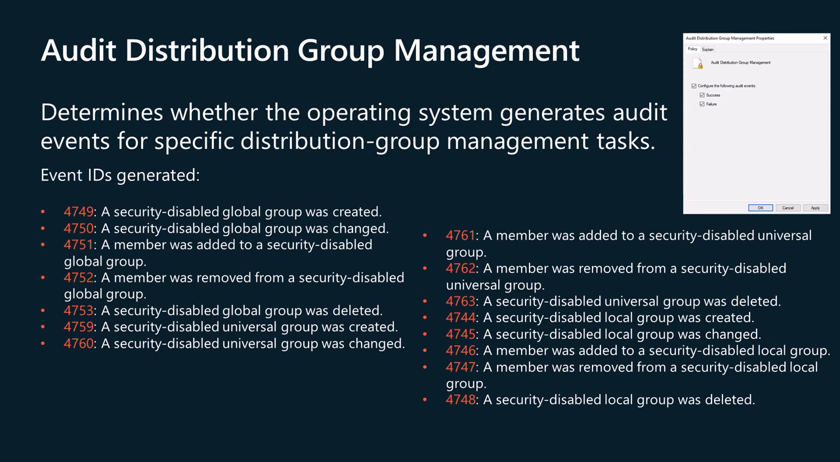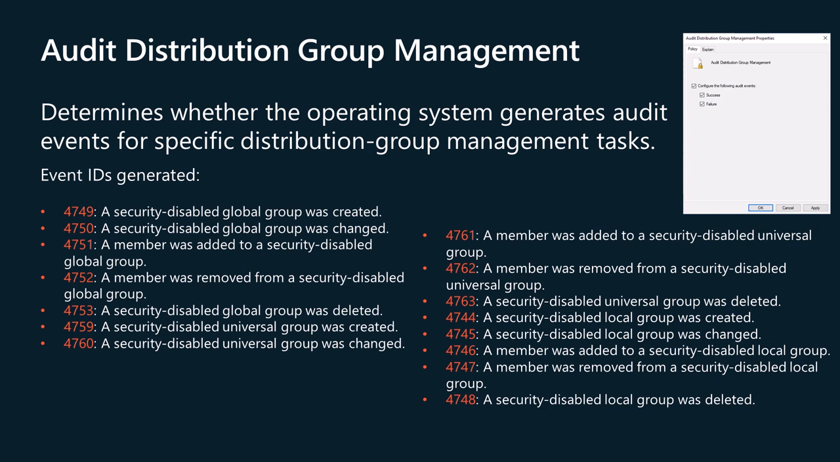4759, a security disabled universal group was created. 4760, a security disabled universal group was changed. 4761, a member was added to a security disabled universal group. 4762, a member was removed from a security disabled universal group. 4763, a security disabled universal group was deleted.